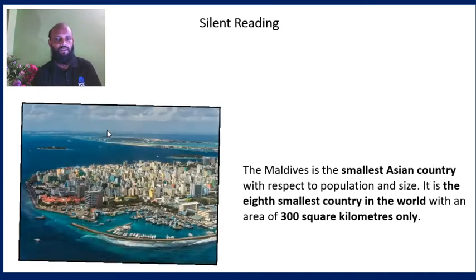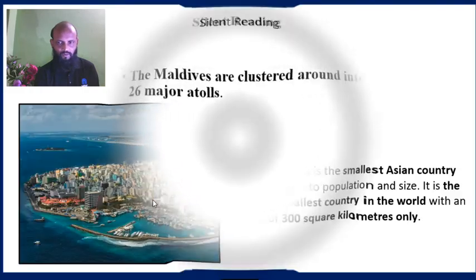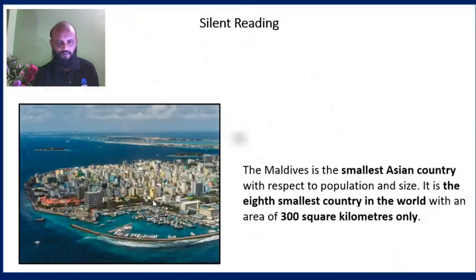So you see the picture of the Maldives, and this is an island country in the Indian Ocean. There are thousands of islands. You see the buildings in the capital of the Maldives. So look at this carefully. Only 300 square kilometers. The Maldives.